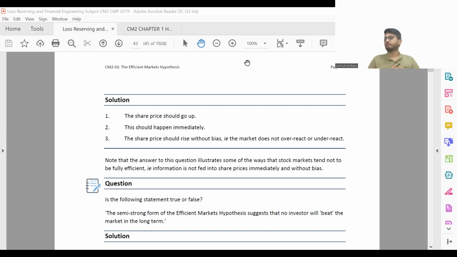Now, in reality, if there are thousands of investors, by virtue of just sheer luck, some investors will be getting returns which are higher than market. Some investors will be getting returns which are lower than market. So this statement is false. Some of them inherently will beat by virtue of sheer luck, not system. Here it's written no investor.